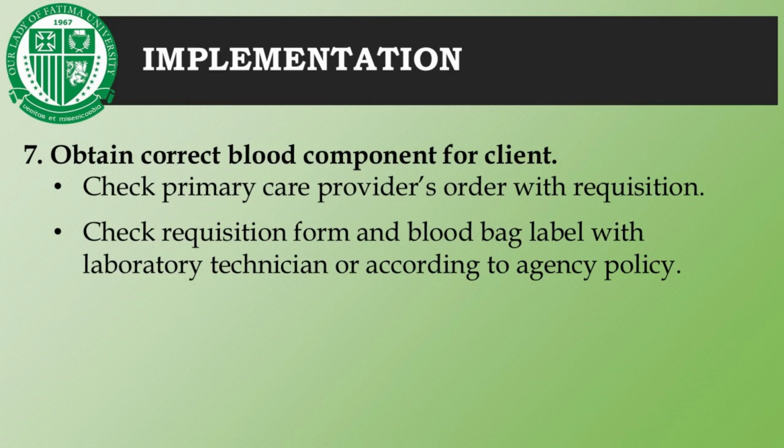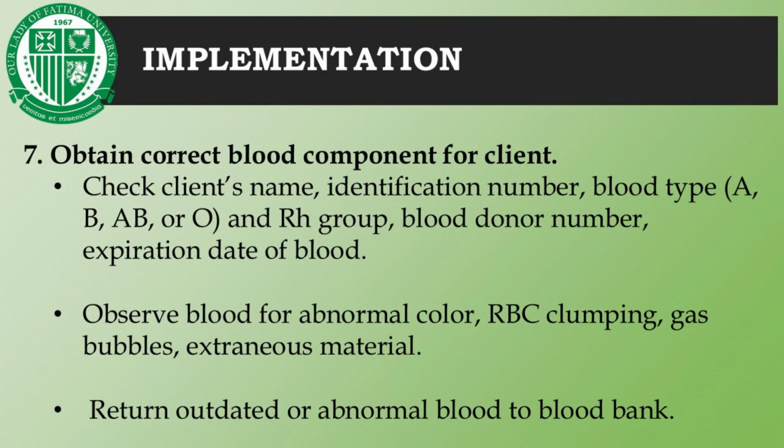When doing that, check the primary care provider's order with the requisition. Then, check the requisition form and blood bag label with the laboratory technician or according to agency policy. Also, check the client's name, identification number, blood type A, B, AB, or O, and RH group, blood donor number, and blood expiration date. Observe the blood for abnormal color, RBC clumping, gas bubbles, and extraneous material. Note: return outdated or abnormal blood to the blood bank.